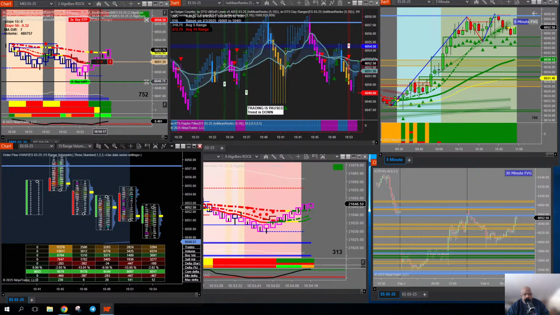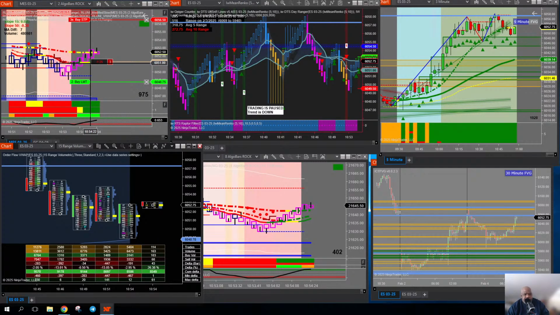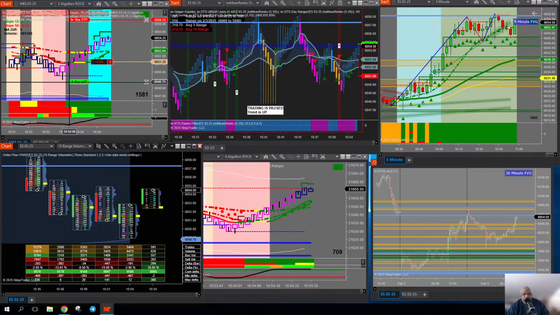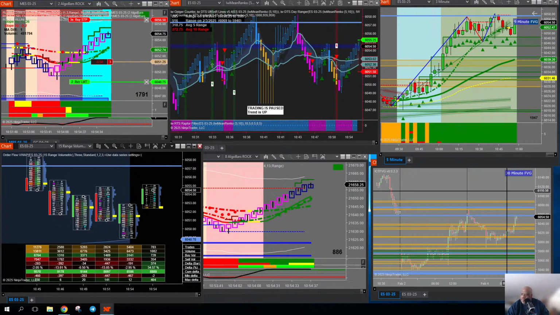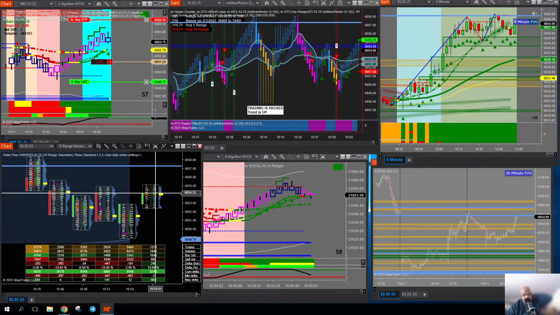Well, we really got close to our first target to move our stop to break even, and it didn't do that. Let's see. Looking at this, the buyers are getting back in control here. But we're going to let it play out.